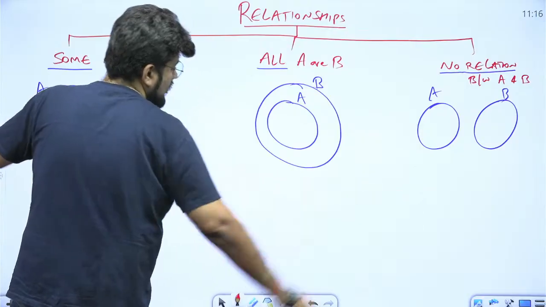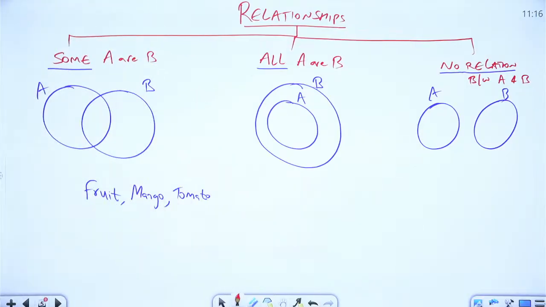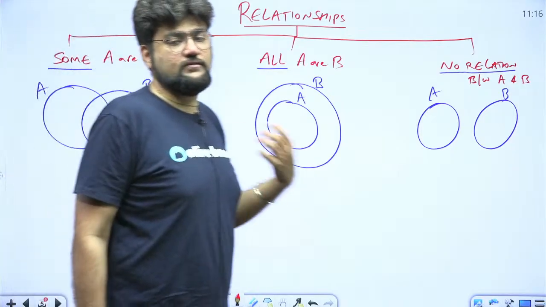Fruit, mango, tomato. All of you can try this at your end also. Now, how do we plot a Venn diagram? Obviously, we will be given 4 options. We have to choose the best representation from this.